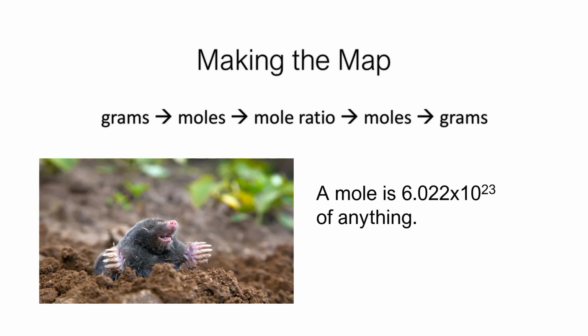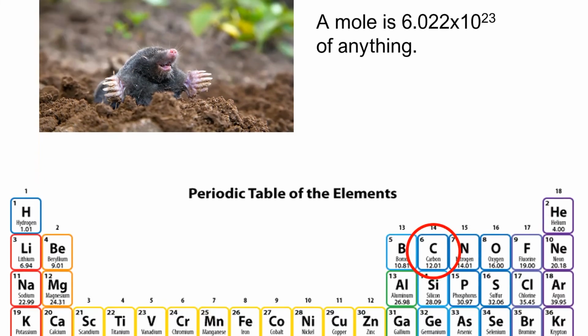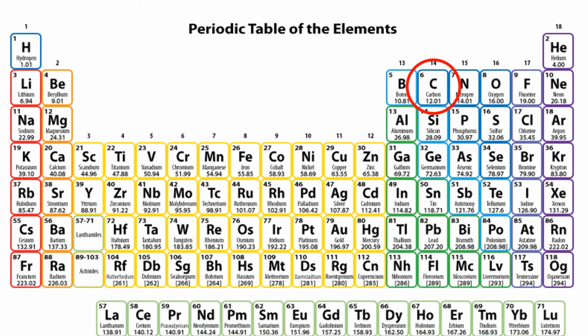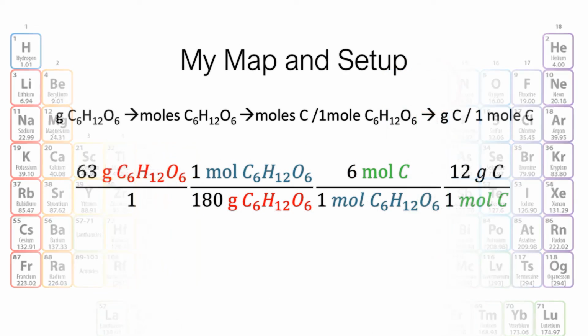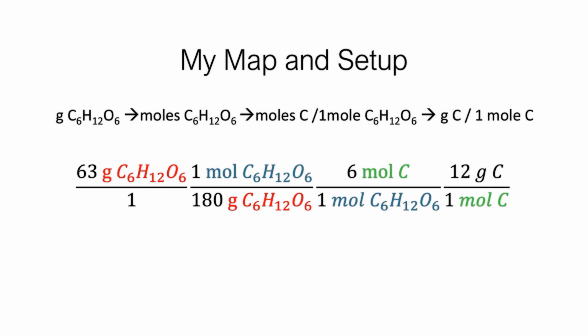We have to work in terms of a unit of measure you may be unfamiliar with, the mole. A mole is 6.022 times 10 to the 23rd of anything. It could be atoms, it could be molecules. Referring to the periodic table, carbon has 12 AMU. That's 12 grams per 1 mole of carbon. Also, using the periodic table, I can calculate there are 180 grams in 1 mole of glucose. My map looks like this: grams glucose to moles glucose to moles carbon per 1 mole of glucose to grams carbon per 1 mole of carbon.